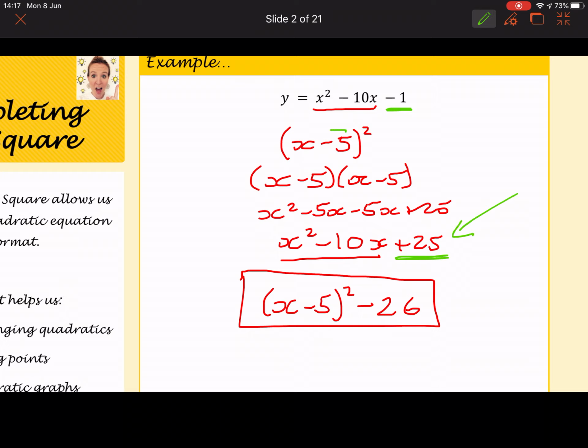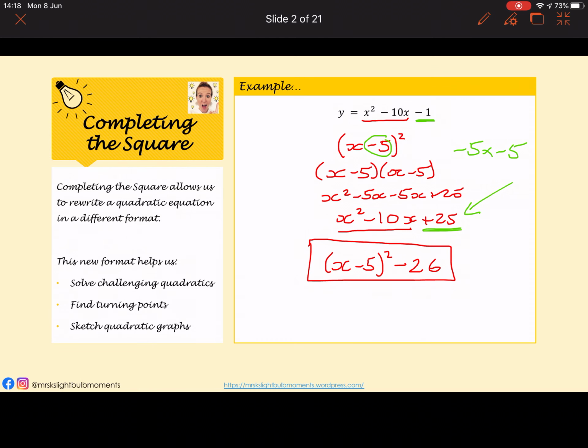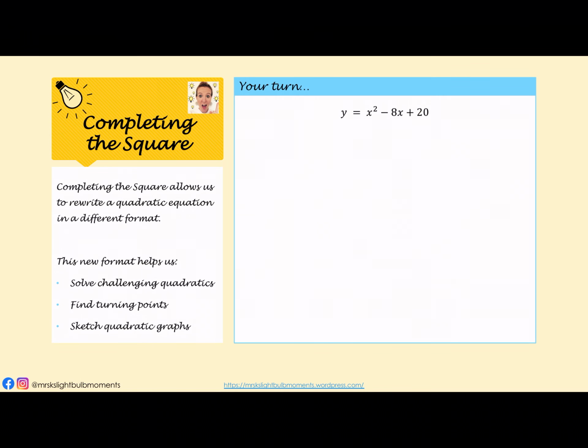To get that, we could have just done minus 5 squared. Minus 5 times minus 5 gives us 25. That's the bit that helps us complete the square, because we know that bracket would give us positive 25. We wanted minus 1, so that's why we write minus 26 after our bracket. All right, let's have one for you to have a go at, and I'll go through it once more on your one. So y equals x squared minus 8x plus 20.